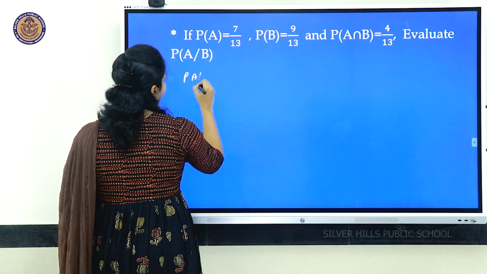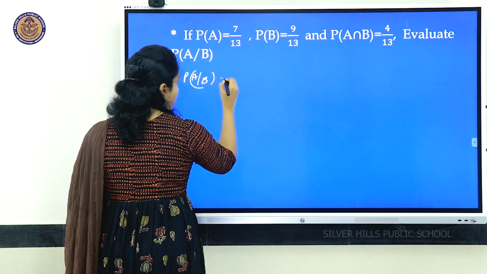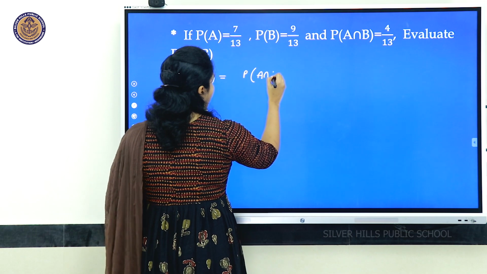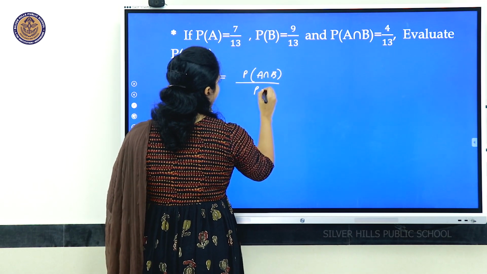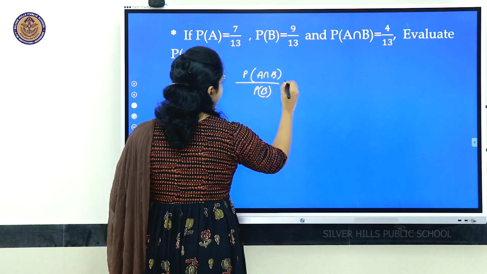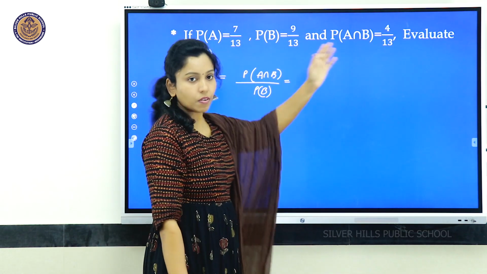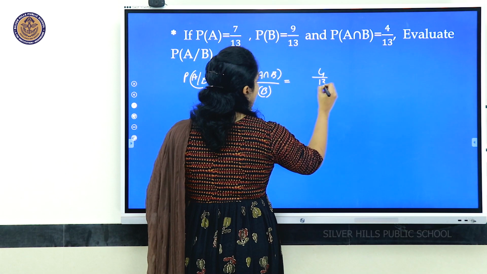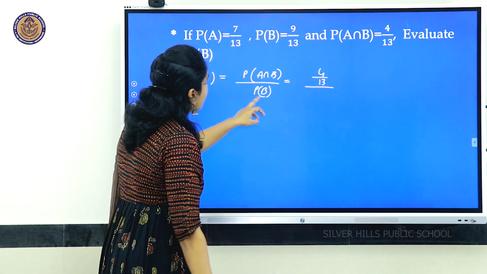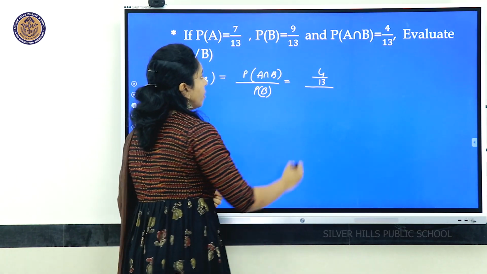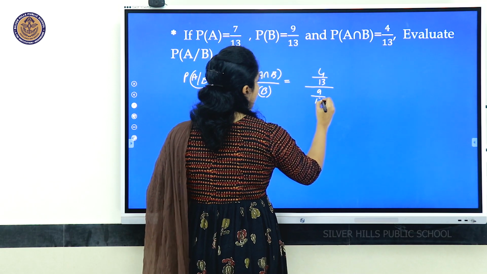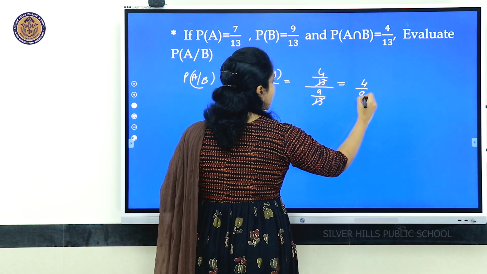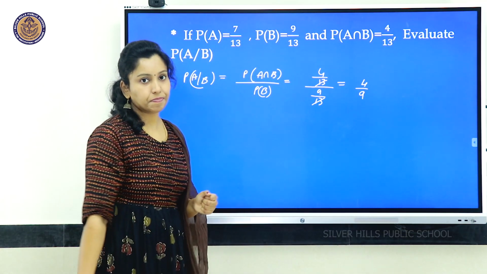Whatever it is, we'll just find out P of A given B. By definition, it is P of A intersection B divided by P of B. Now, all the values are available here. Just substitute that. You get 4 by 13 divided by, and what comes in the denominator? P of B. You have 9 by 13. 13 gets cancelled and your answer is 4 by 9.